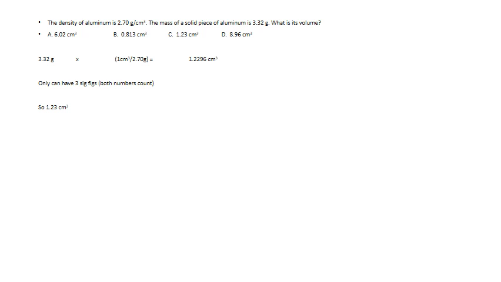Okay, density problem. Now this is an inexact conversion or relationship, so we would have to count its sig figs. This has 3 sig figs, and this does, so our answer has 3 sig figs. We just set it up, 3.32 grams. We want to turn this upside down so that the grams cancel out, and then you just do the math, and you get 1.2296 centimeters cubed. We're allowed to have 3 sig figs: 1, 2, 3, the 9 rounds the 2 up to 3, and so there's your answer.